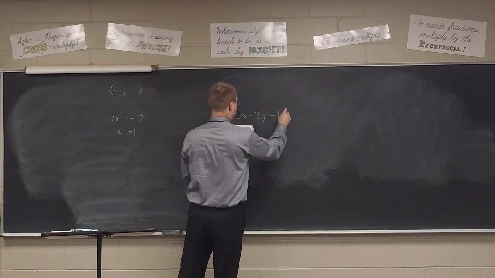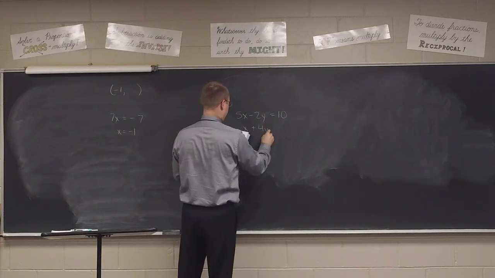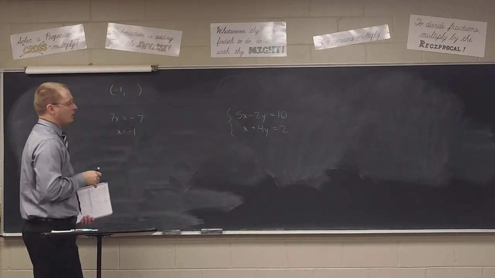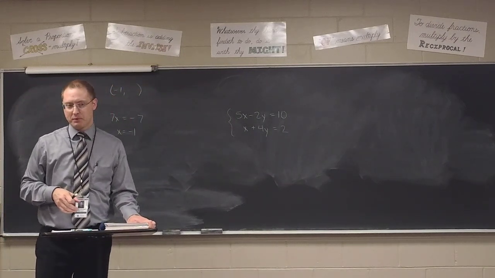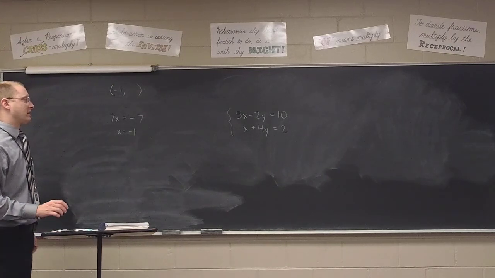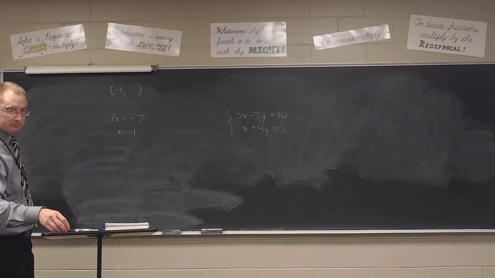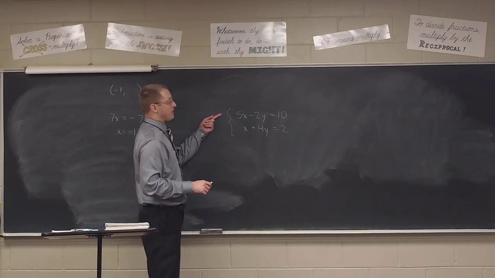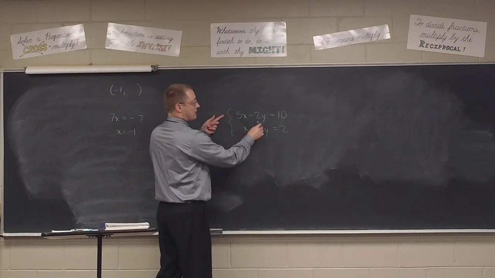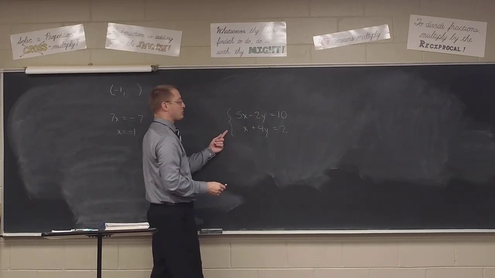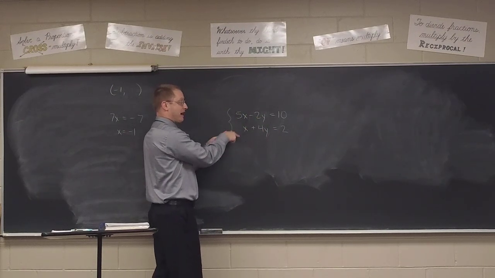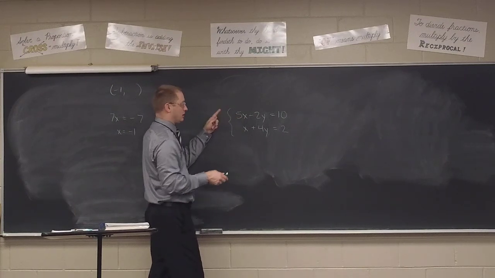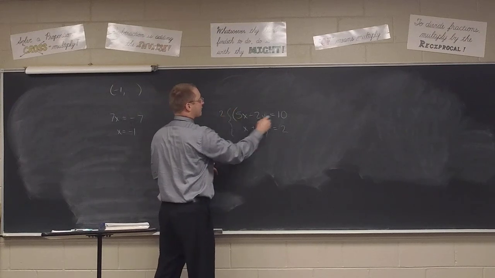5x negative 2y equals 10. X positive 4y equals 2. Nothing lines up this time. Maddie, what are you thinking to make this happen? Good. You could either multiply the first one by 2, which would give you the matching 4y, or you could multiply the bottom by a 5 to get the matching 5x. But I like Maddie's choice because the signs are different. These signs aren't. So I like getting rid of the y, multiply everything by 2.